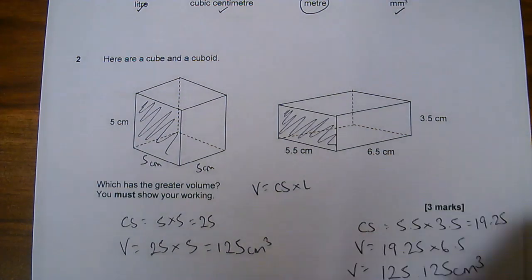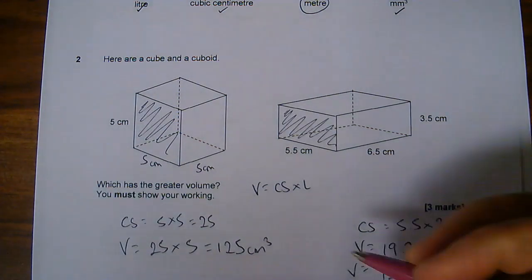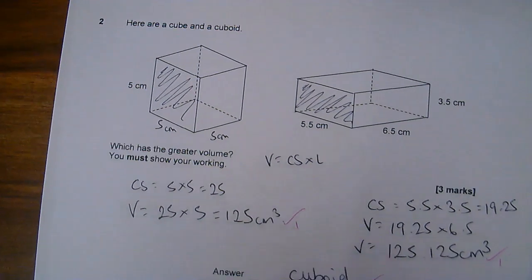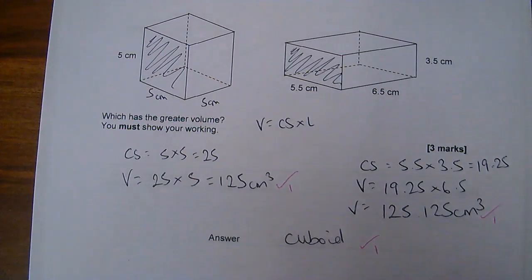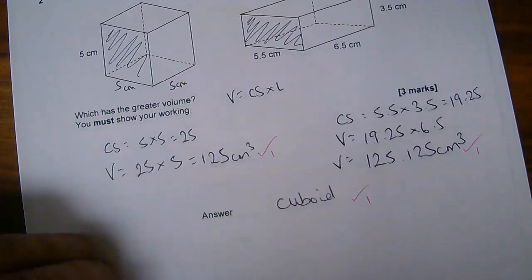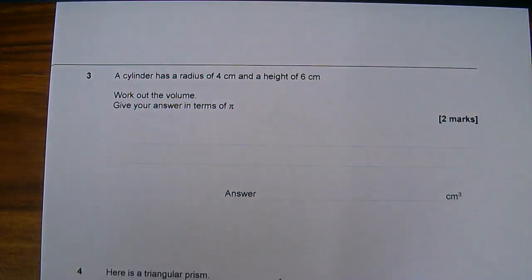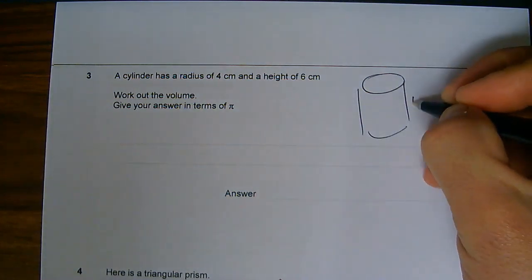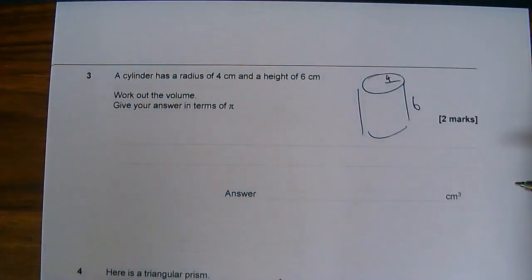It's the cuboid. Looking at marks, you get 1 mark here, 1 mark here, 3rd mark, writing cuboid in your answer. Question 3, on the second page. A cylinder has a radius of 4 and a height of 6. I'm going to do myself a little sketch. So my height is 6, my radius is 4.